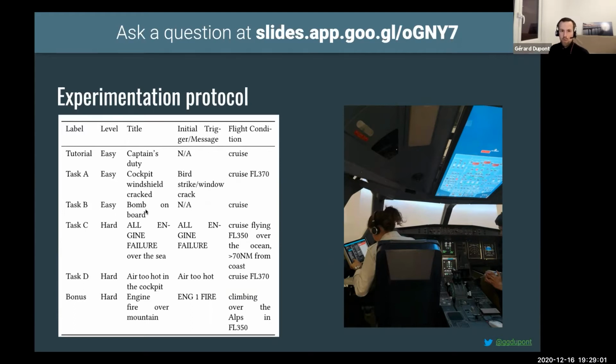Bomb on board, which is a stressful scenario, but there is actually a very clear protocol and a very clear procedure. So if you have a bomb on board, you just type bomb and you have a straightforward answer to the question you may ask for that. So these were the easy tasks.